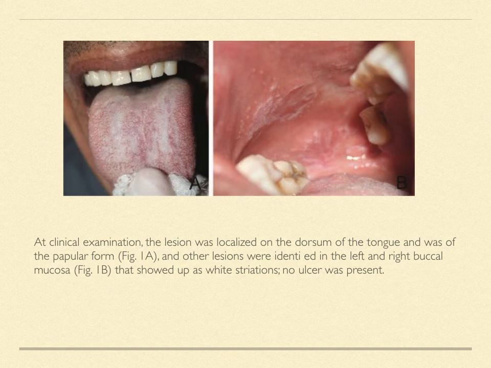At clinical examination, the lesion was localized in the tongue, in the dorsum of the tongue, and was a papillar form, as you can see in the left picture. And in the right picture, there is a white striation in the right and the left buccal mucosa with no ulcer present.